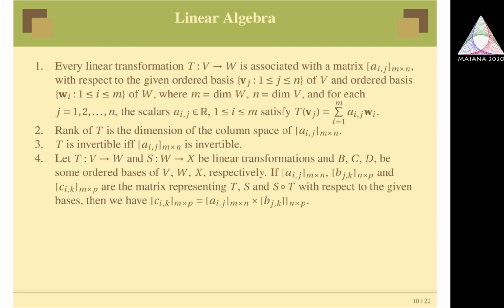It is easy to observe that although the transformation T is fixed, if we change the basis of V or the basis of W, the matrix associated with T will change. However, the linear transformation and the matrix will have similar properties. For example, T is invertible if and only if the matrix Aij associated with T is invertible. The rank of T is the same as the dimension of the column space of Aij. By the column space of Aij, we mean the linear span of the column vectors of the matrix Aij.